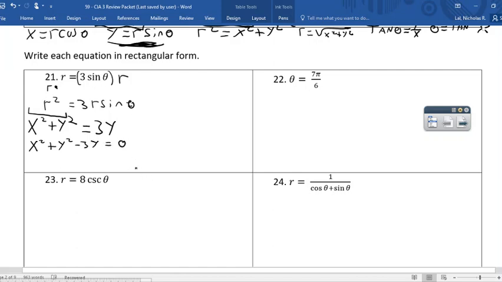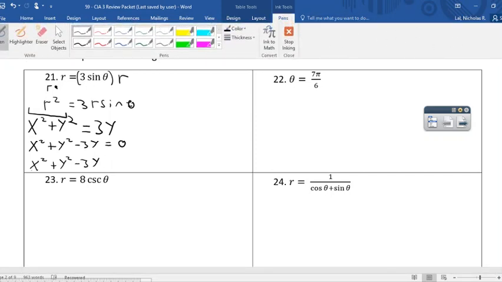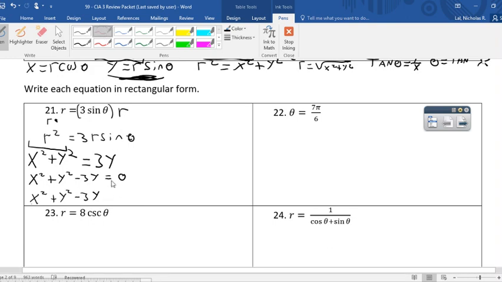And what I can do at this point is turn this into the general form of a circle. So x squared plus y squared minus 3y, and to get this into the standard form of the circle, I'm going to have to complete the square. All right. So I'm going to have to complete the square, plus my complete the square term is going to be equal to 0 plus my complete the square term.